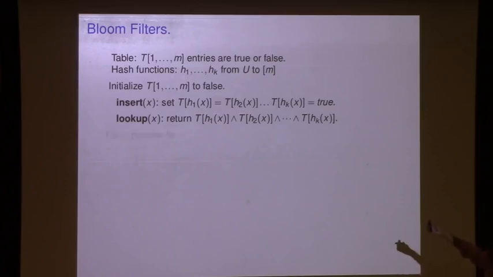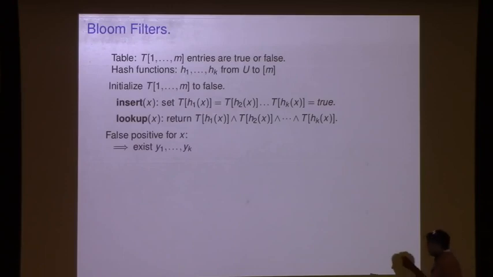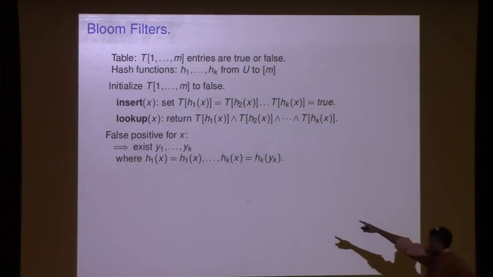The problem here is false positives. If x is not in your table, and yet many other people have set bits to true, and all of these bits are true, then there's a problem for x. That means there exist y1 through yk where h1 of x is equal to h1 of y1, and so on, up to hk of x equal to hk of yk.